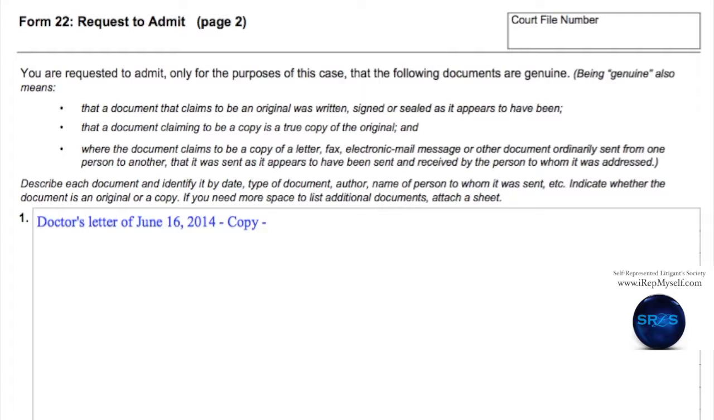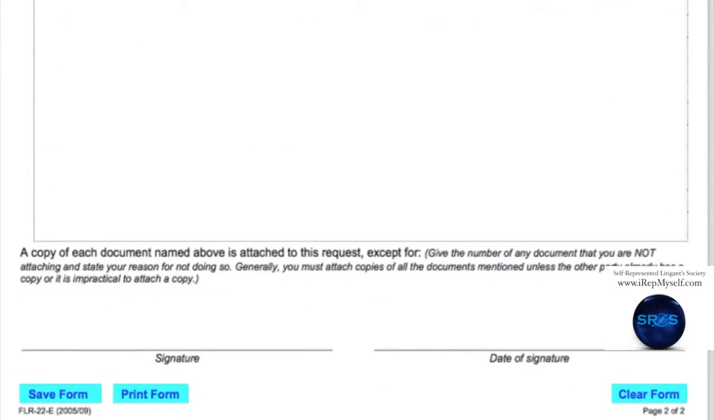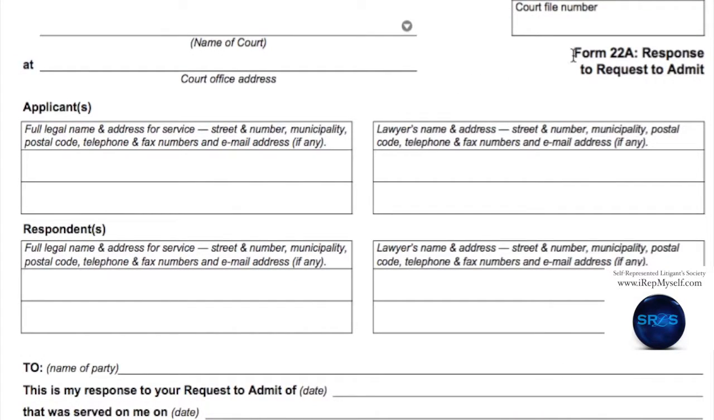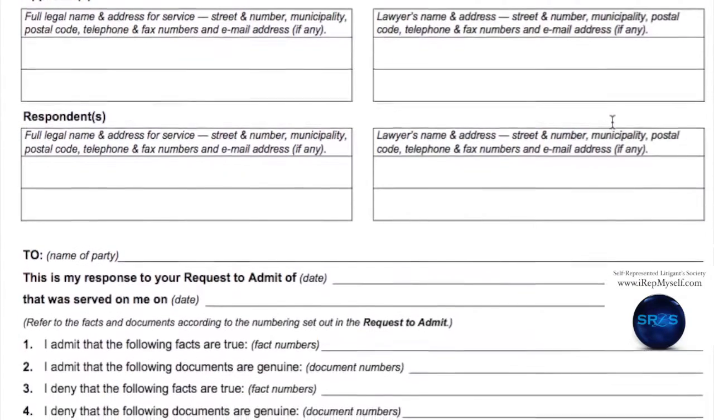It is a copy of, let's say, Dr. Smith's letter of June 16, 2014, and you also must attach a copy of that document with this request to admit form. So this is sent over to the other side or the other party, and now they have a period of time in which they have to respond to it. If they don't respond to it, then essentially it's admitted that the documents are genuine and the facts that you're asking the other side are true.